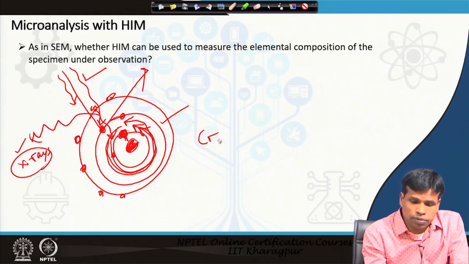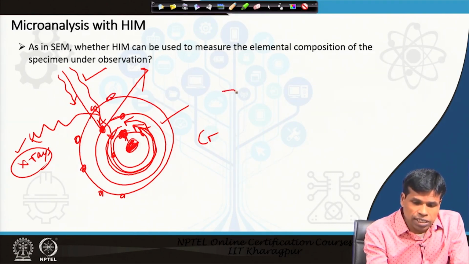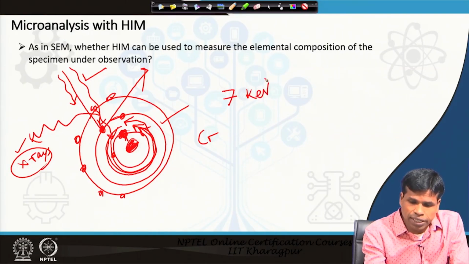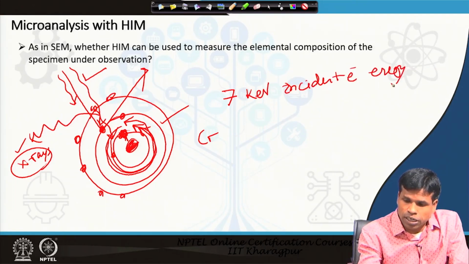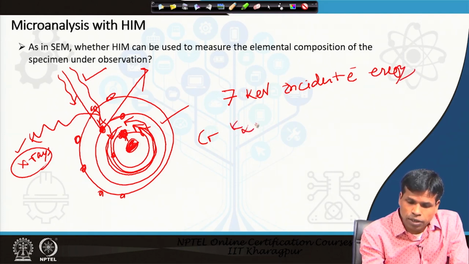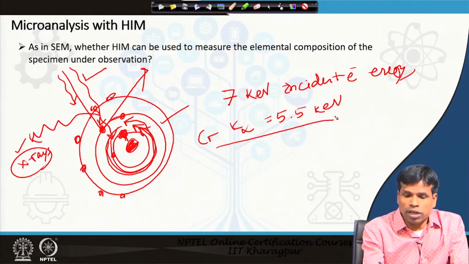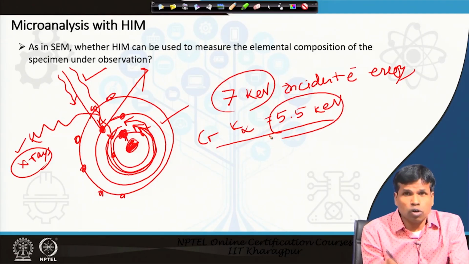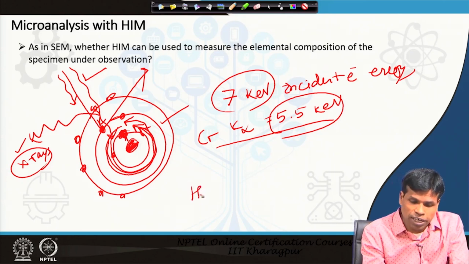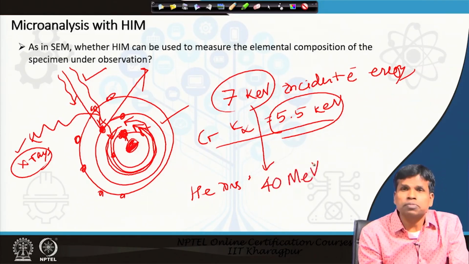For the chromium case, to produce K alpha X-rays, if the incident electron energy is around, let us say, 7 keV, it can produce chromium K alpha, which has an energy of around 5.5 keV. So here the incident energy is higher, so it can certainly produce 5.5 keV. But for helium ions, in order to produce this chromium K alpha, the energy should be 40 mega electron volts.